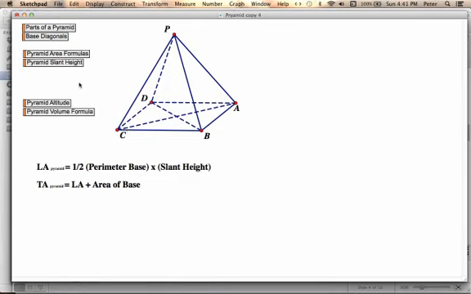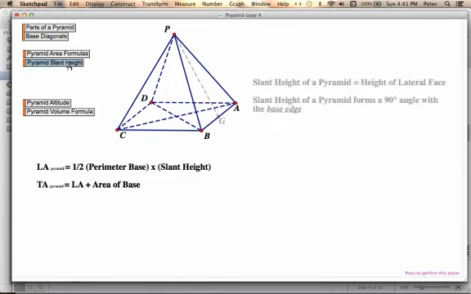Now the slant height is another part of the pyramid that we need to be familiar with. The slant height extends from the vertex to the base edge and forms a 90-degree angle with it. It is the height of one of the triangular faces. Now in regular based pyramids, this slant height will meet at the midpoint. So two very important qualities of the slant height are that it forms a 90-degree angle with the base edge, and in regular based pyramids, it bisects the base.